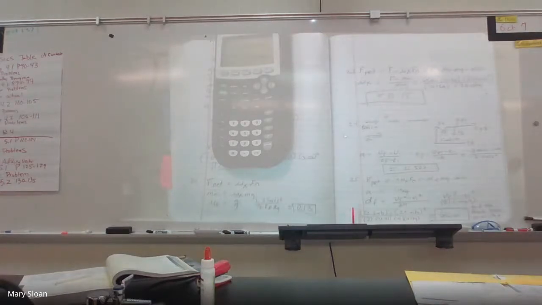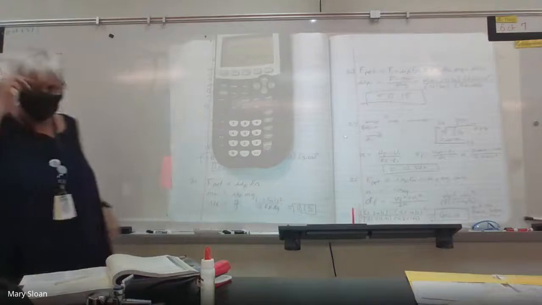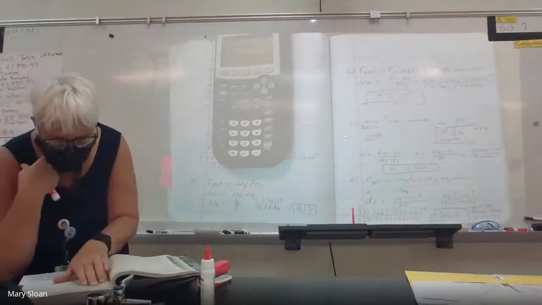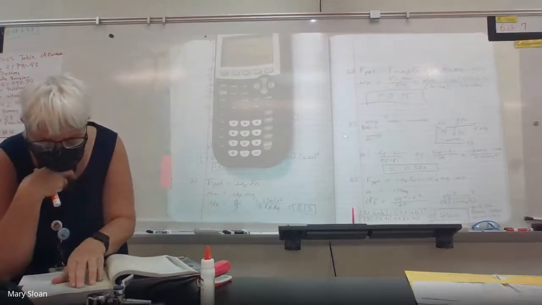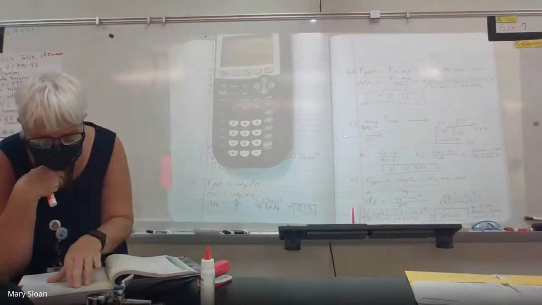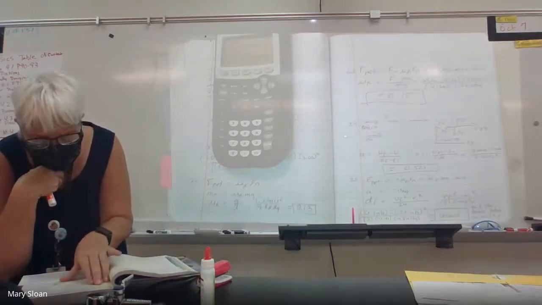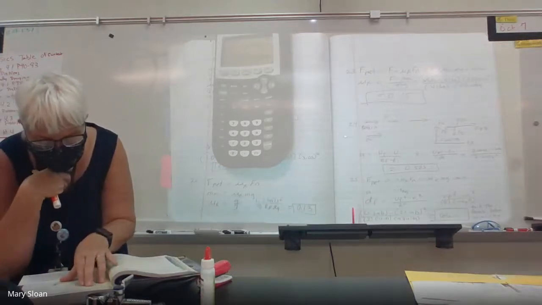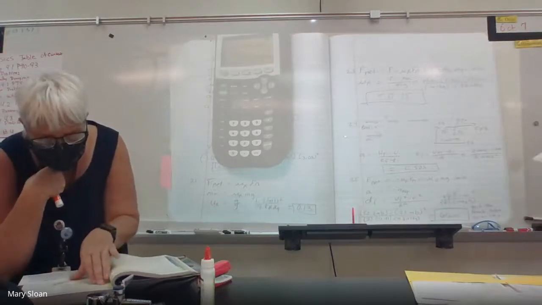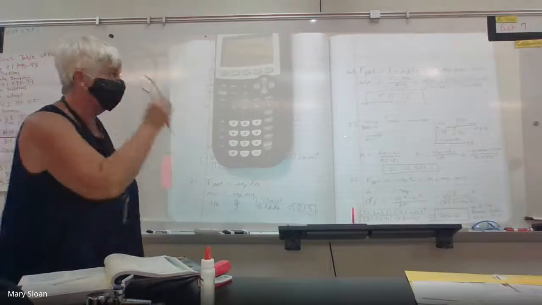Okay. Number 23. It says in the book, you want to move a 41 kilogram bookcase to a different place in the living room. If you push with a force of 65 newtons and the bookcase accelerates 0.212 meters per second squared, what is the coefficient of kinetic friction between the bookcase and the carpet?